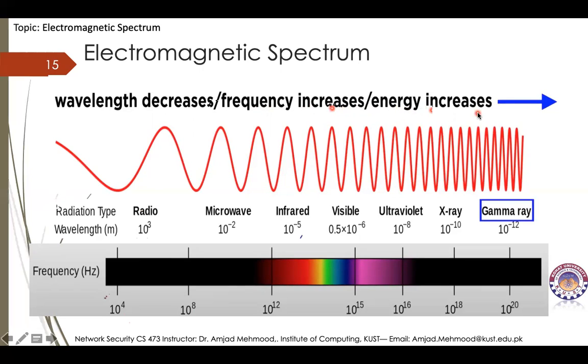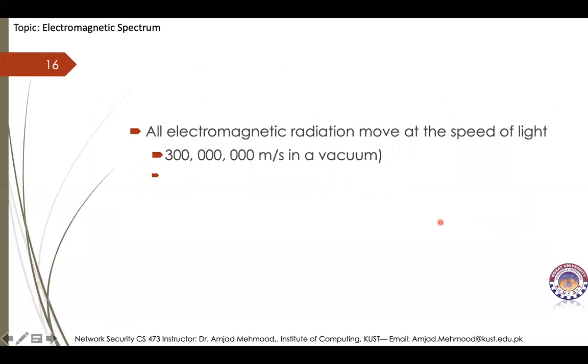So this is the main crux of this slide, that they are inversely proportional and they are showing all the different kinds of waves which are available in the electromagnetic spectrum. All electromagnetic radiation moves at the speed of light, as we know. So you can see the 3 million meters per second in a vacuum.